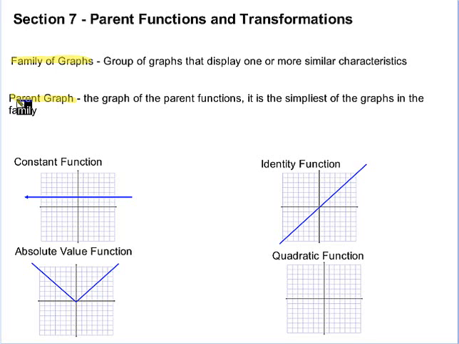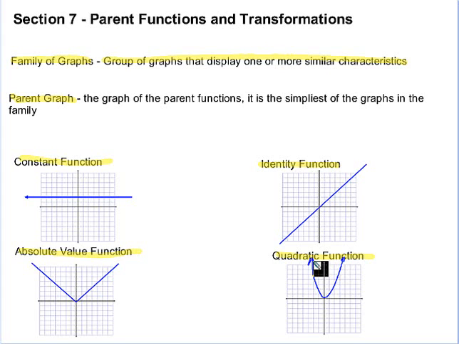So a family of graphs are a group of graphs that display one or more similar characteristics. For example, these are different family graphs: constant function, identity function, absolute value function, and the quadratic function. The quadratic function looks like so. Okay, so these are our different parent family of graphs.